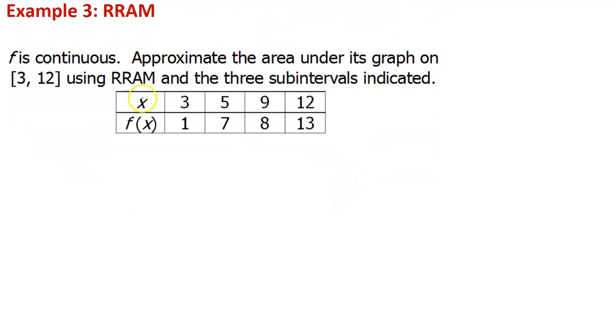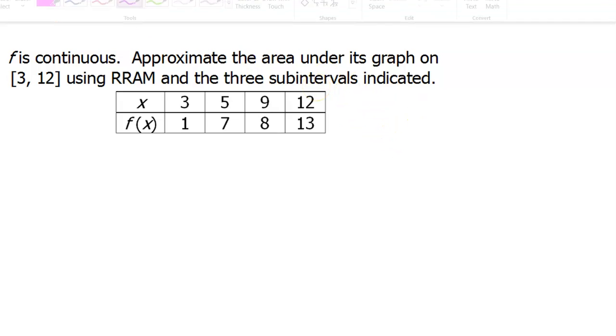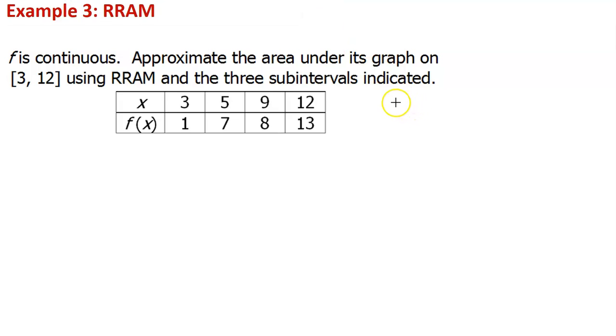Example 3. F is continuous. Approximate the area under its graph on the interval from 3 to 12 using RRAM and the 3 subintervals indicated. So I'm just going to draw a quick model off to the side. We don't really know what this function looks like.